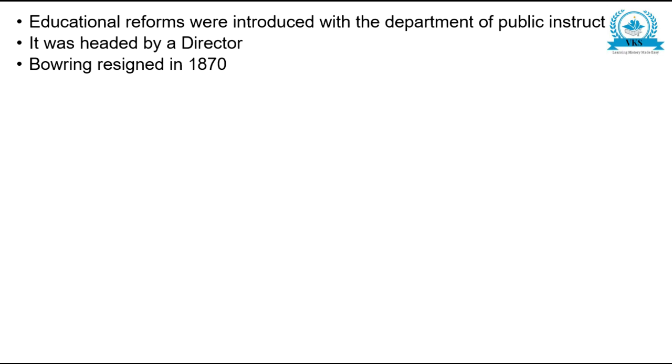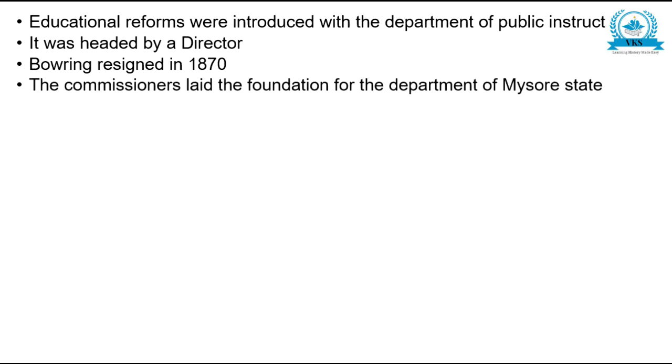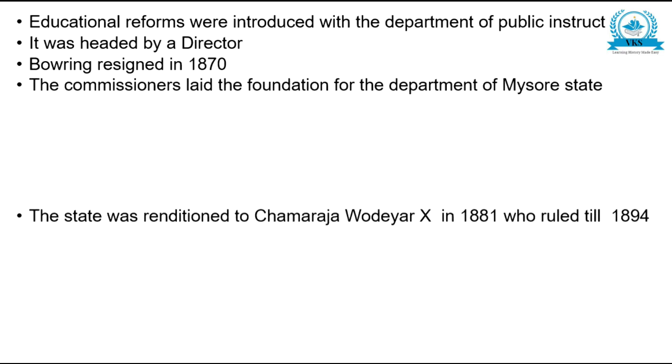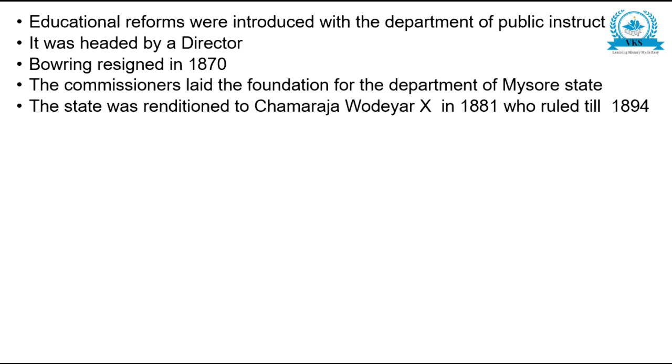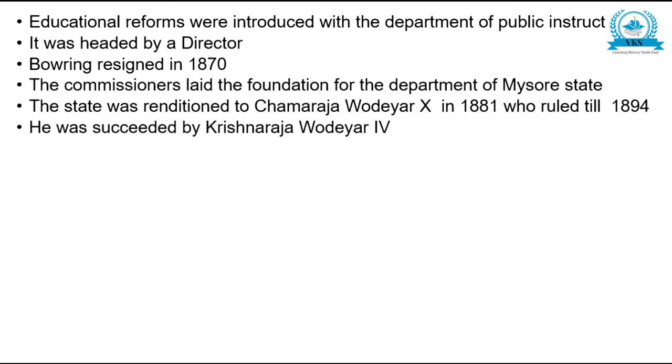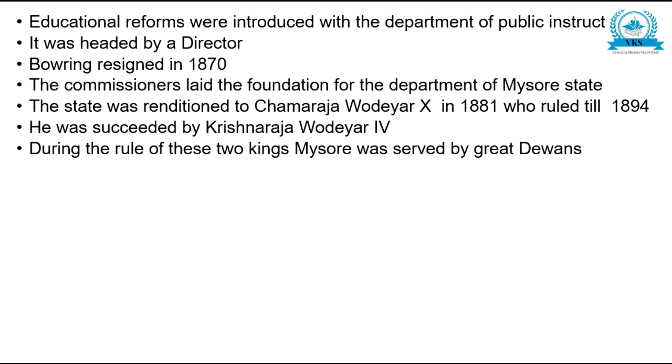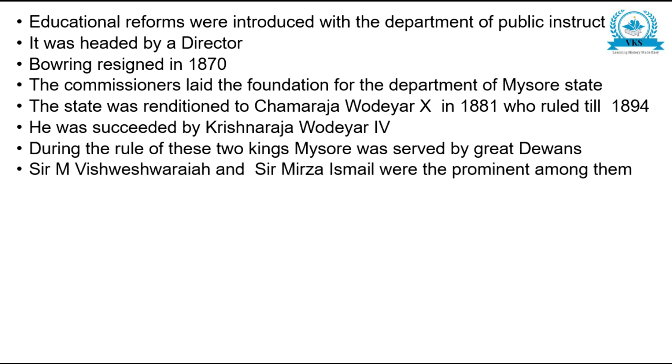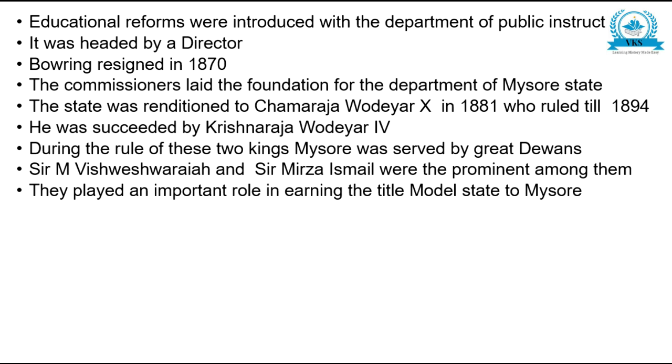Bowring resigned in 1870. The commissioners laid the foundation for the Department of Mysore State. The state was renditioned to Chamaraja Wodeyar 10 in 1881, who ruled till 1894. He was succeeded by Krishnaraja Wodeyar 4. During the rule of these two kings, Mysore was served by great divans. Sir M. Vishweshwaraiah and Sir Mirza Ismail were the prominent among them. They played an important role in earning the title model state to Mysore.